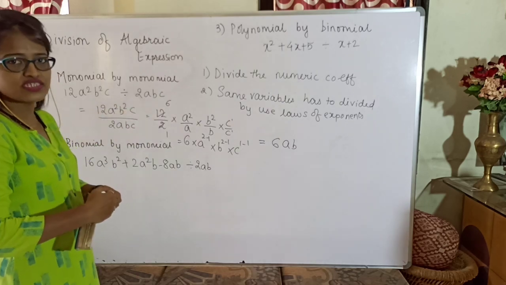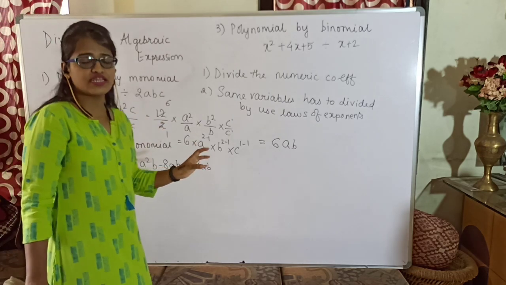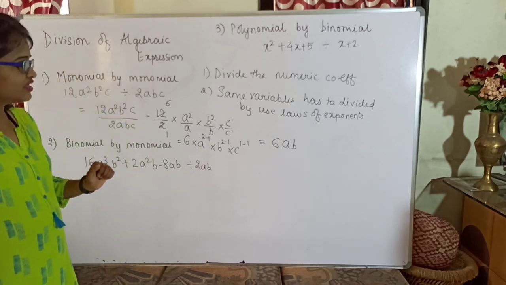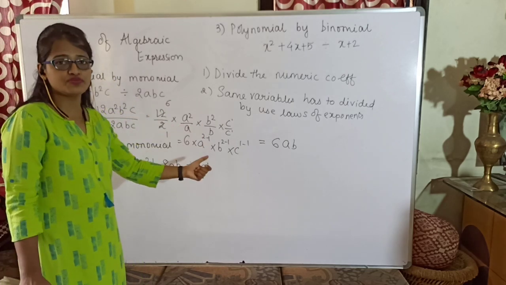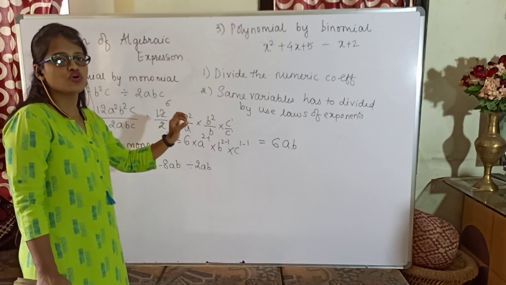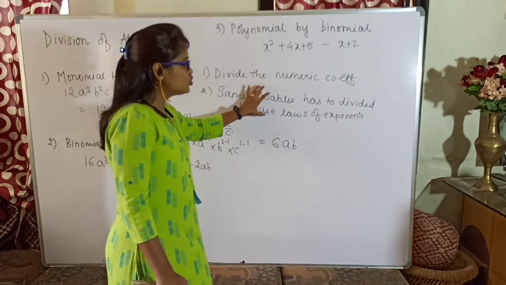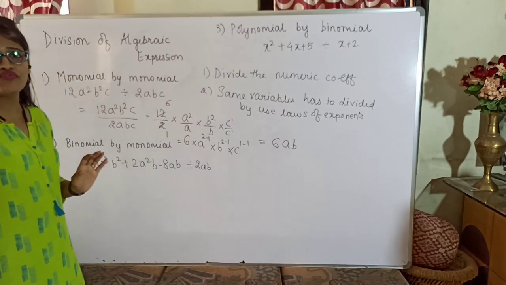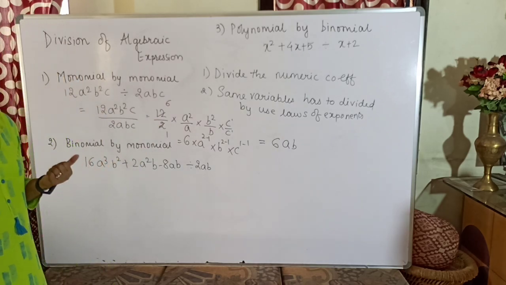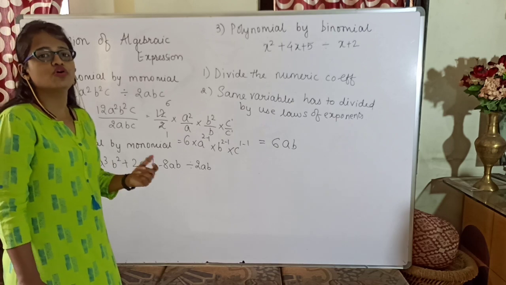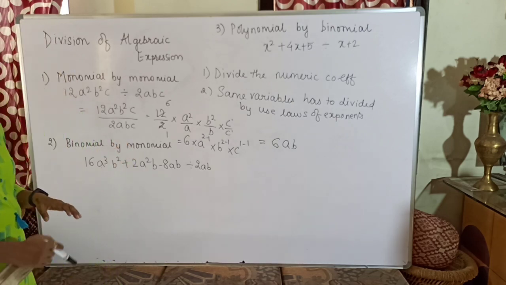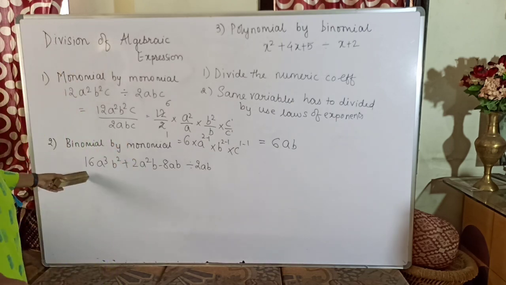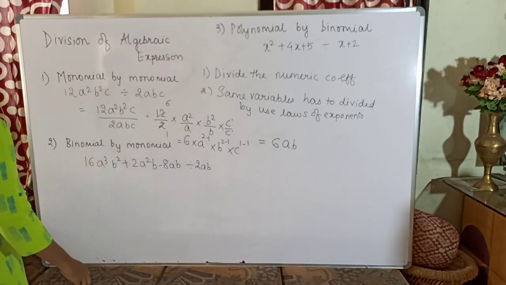So the steps are very simple. Numeric coefficients are to be divided separately, whereas the variables have to be divided by making use of laws of exponent. Now these are the two steps which have to be followed for all different types of algebraic expression, whether it is a monomial or binomial or polynomial. Now let us look at when a binomial has to be divided by a monomial.